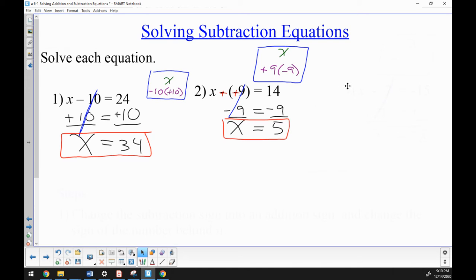Lastly, you have problem 3. And problem 3 has more negatives in it, and it is the reason why we always think of this as the equality property of addition and always try to do addition. So the first thing we'll do is identify the variable. It is once again an x. And I identify what is happening to the x.